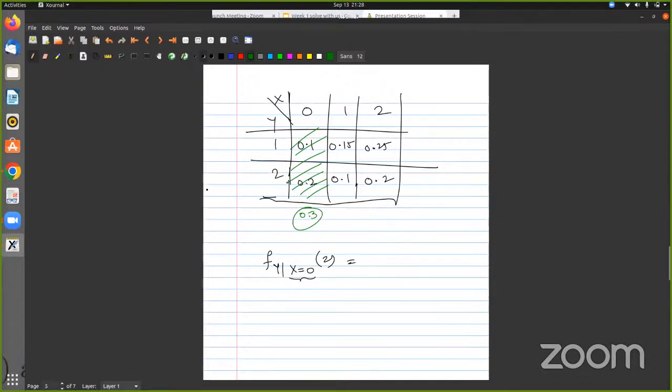When I say y equals 2 in general, what probabilities will you consider? These, right? 0.2, 0.1, 0.2. This is y equals 2, so it will be 0.5. But when I say given that x equals 0, I have already conditioned. That means I have put a restriction on the values taken by x. I'll say when x equals 0, tell me the probability that y will take the value 2. So I will consider only this value, 0.2. So what is the answer?